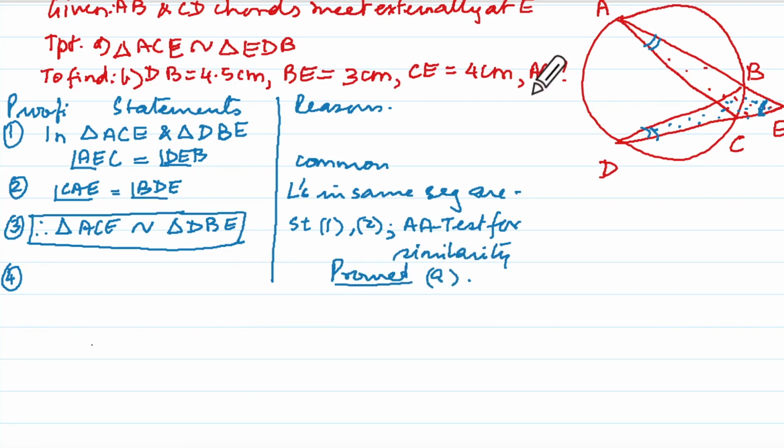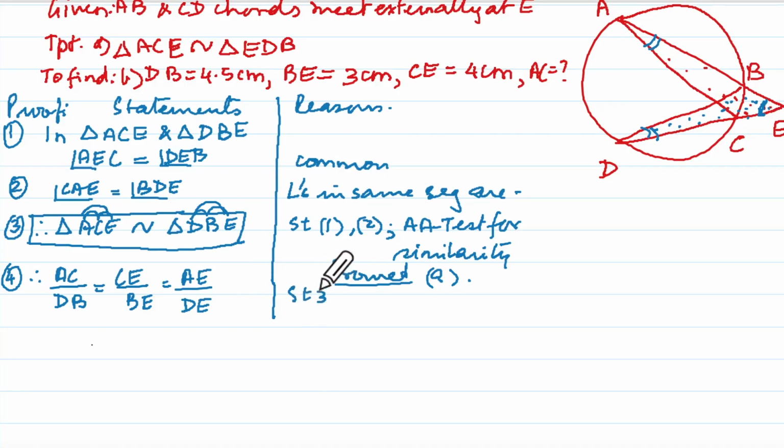Now if they've given you this, that means I have to get the ratio of corresponding sides. So you have to do this. Everybody knows what I'm doing? Yes. What will I write? Tell me. AC upon DB equal to CE upon DE equal to AE upon DE. And the reason for that is statement number 3 and corresponding sides of similar triangles are in proportion.